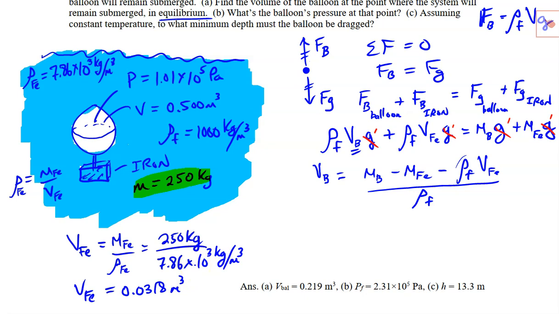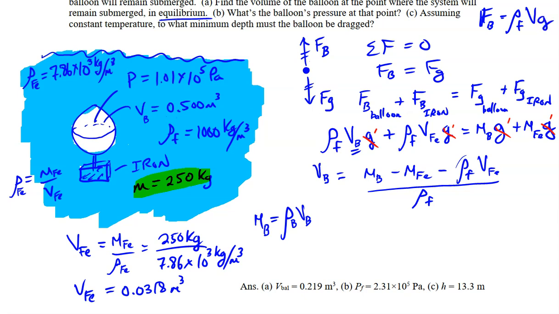I've got the mass of the iron and the mass of the balloon. Oh, I don't know the mass of the balloon, so I'm guessing I'm going to use a similar expression. What is the mass of the balloon? Well, the mass of the balloon would be the density multiplied by the volume of the balloon. We do know the volume of the balloon is 0.5. So what is the mass of the balloon?